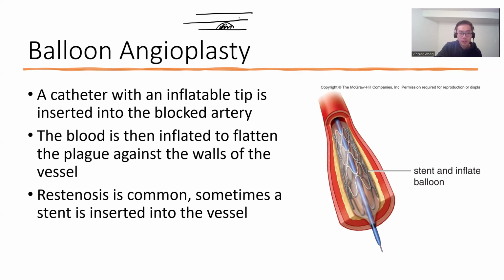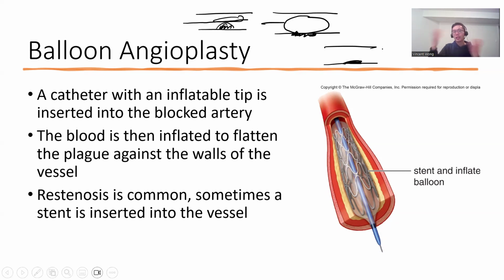So you put the catheter in place, and then you inflate the balloon. When the balloon gets inflated, it pushes the plaque against the wall and makes it flat. And when you pull the balloon out, the plaque has been flattened, and you reopen the blood vessel to restore the blood flow, right?